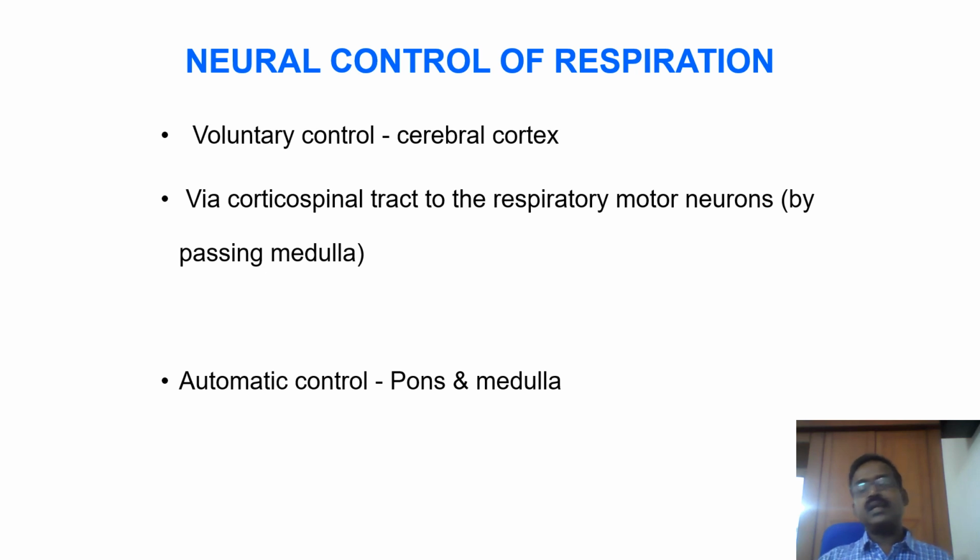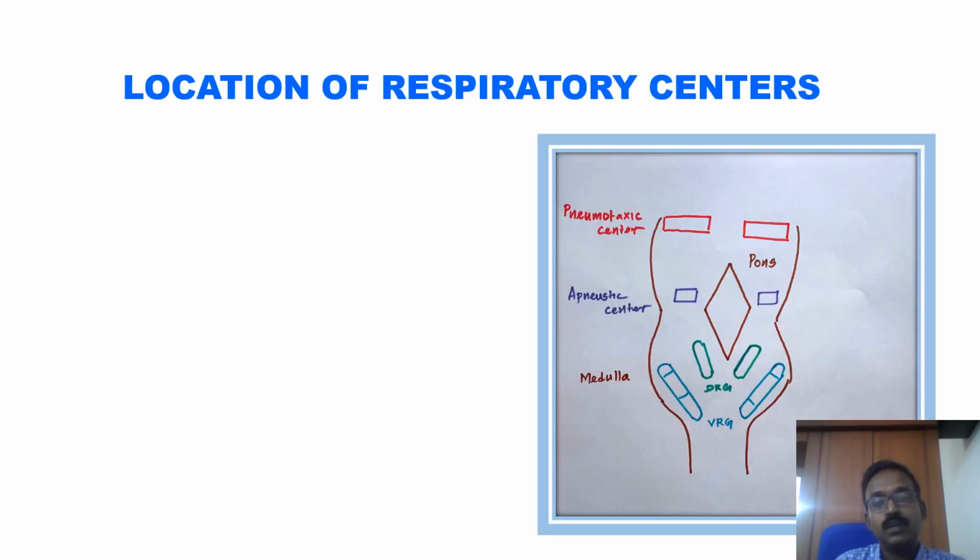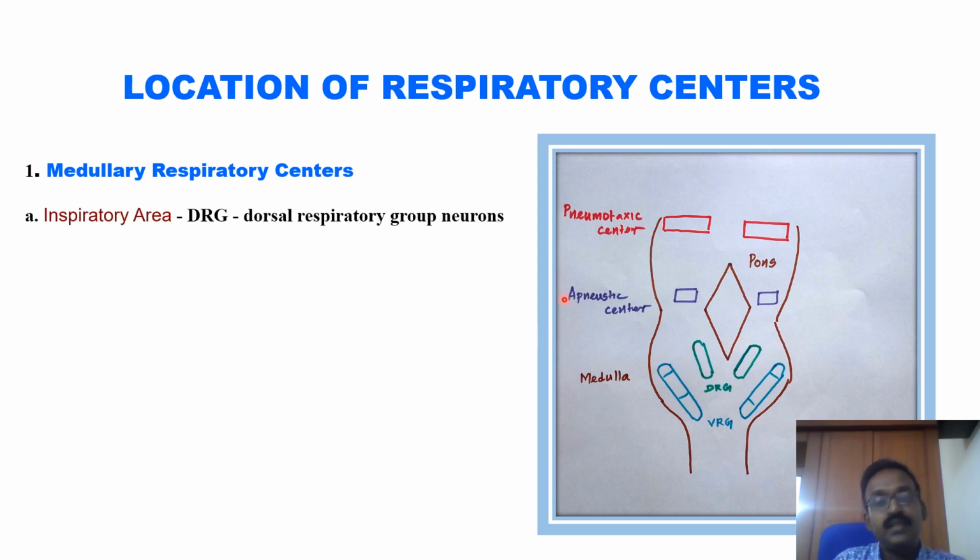That automatic control is mainly controlled by the pons and medulla. All respiratory centers are bilaterally represented in the pons and medulla. Location of respiratory centers: this is the medulla, this is the pons. Medullary respiratory centers: the inspiratory area is located in the dorsal respiratory group, and the expiratory area is located in the ventral respiratory group of neurons.